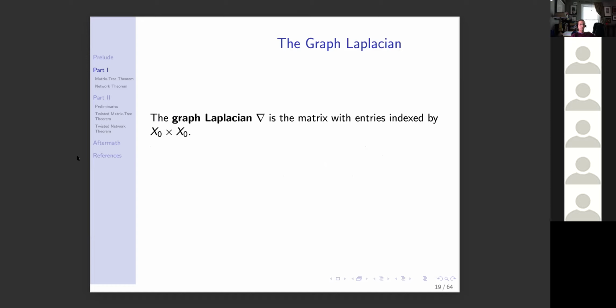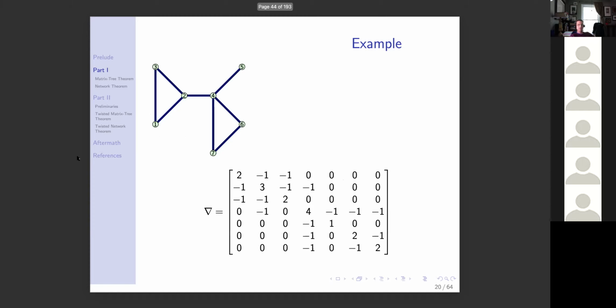Okay, so now the graph Laplacian came up last week. It's a matrix with entries indexed by pairs of vertices. And if you recall last week's talk, the matrix entries are given as follows. The diagonal entries are given by the degree of the vertex, that is the number of edges which meet at that vertex. And then if you're at an off-diagonal entry, at i and j, you look at the number of edges which connect i to j directly, and then you take its negative, and that's the off-diagonal entry. Here's an example of a graph Laplacian of an undirected graph.